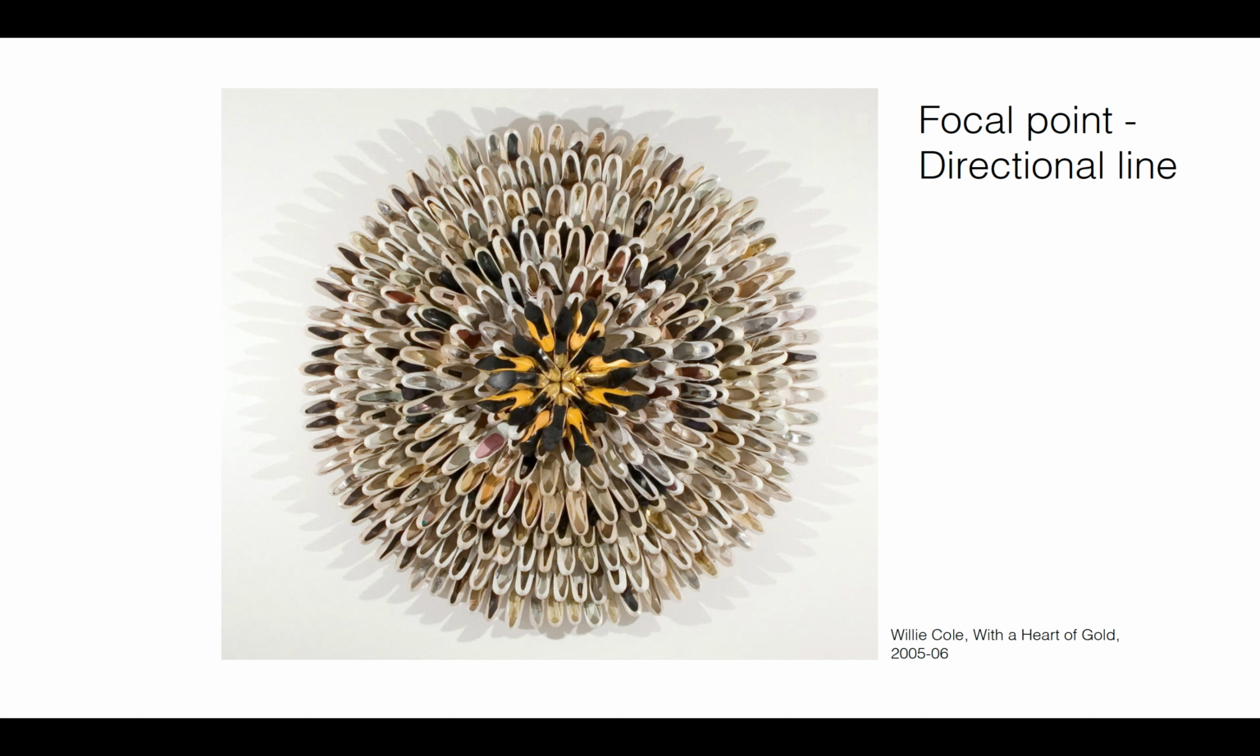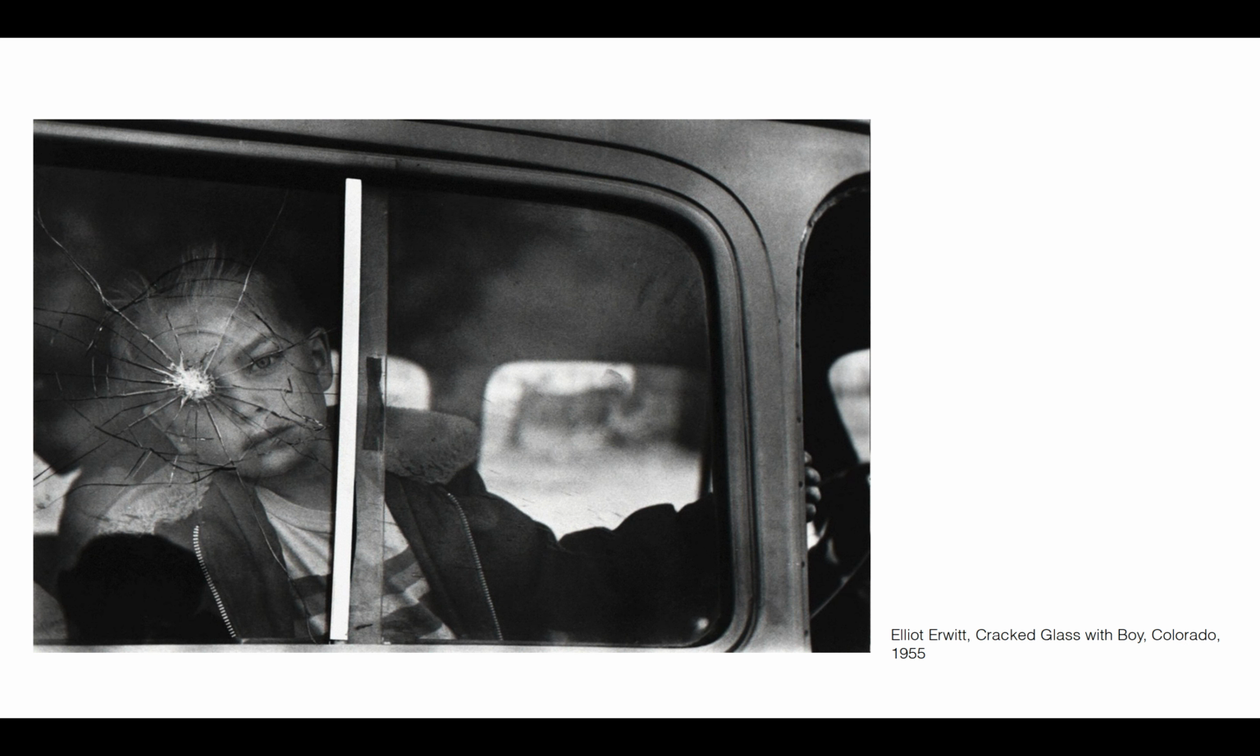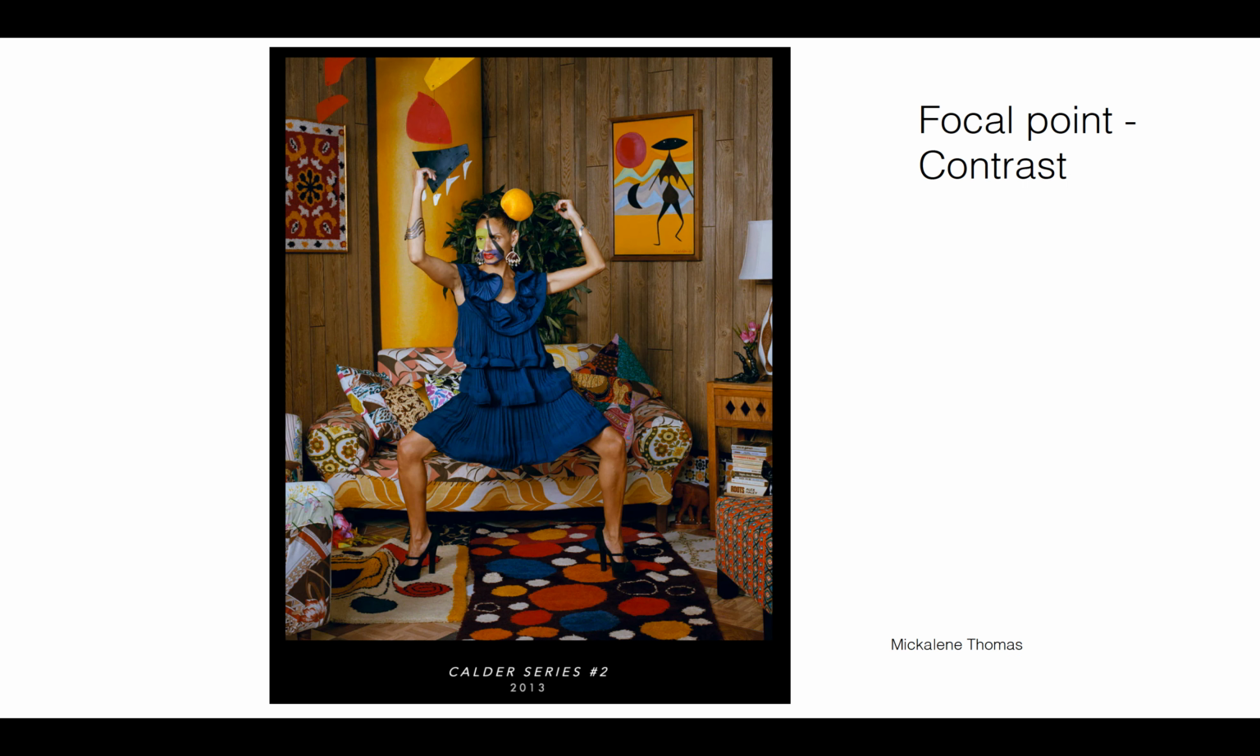In this example, all of the shoes are pointing inward in Willie Cole's piece with a heart of gold. But then we're also going to be seeing contrast as a way to establish a focal point as well. Every single one of the shoes is pointing into that focal point that's being established in the middle. Here in Elliot Erwitt's piece, you can see that there are all these directional lines leading into that focal point of where the boy lines up perfectly with the crack in the glass.